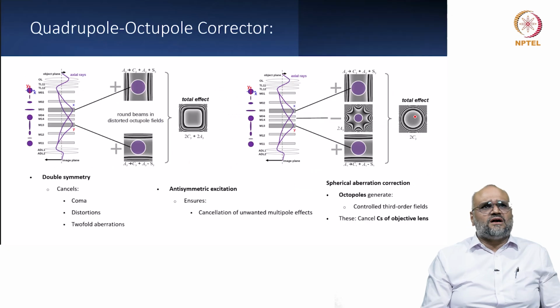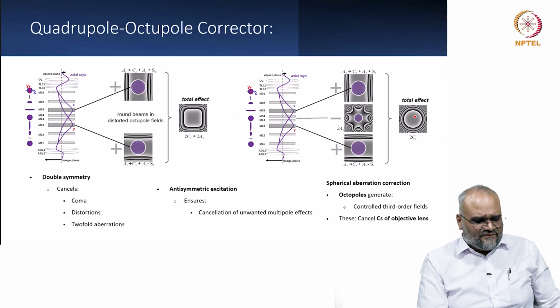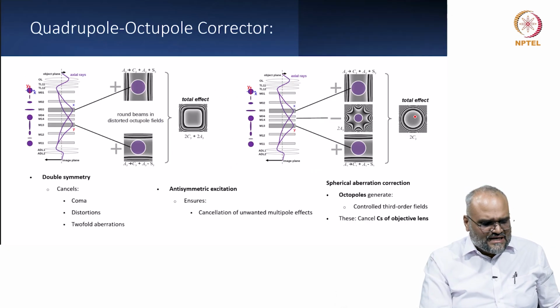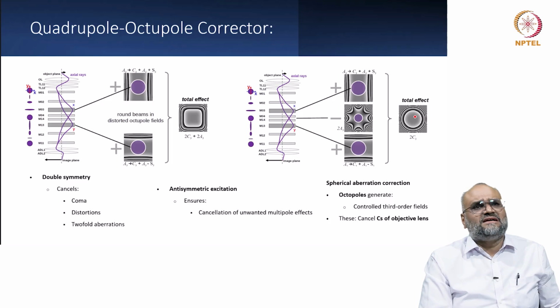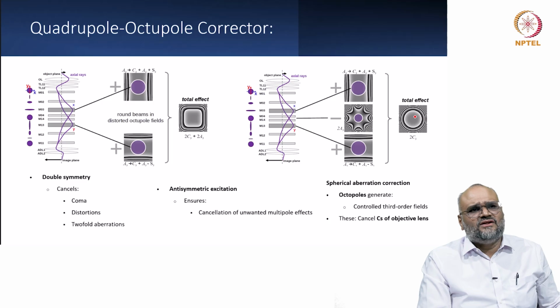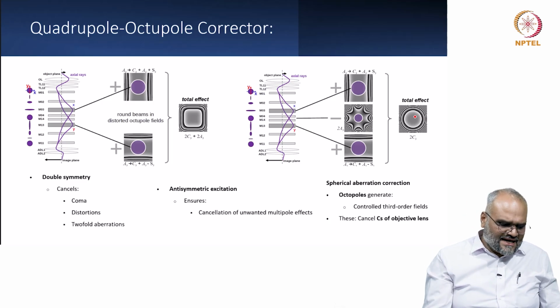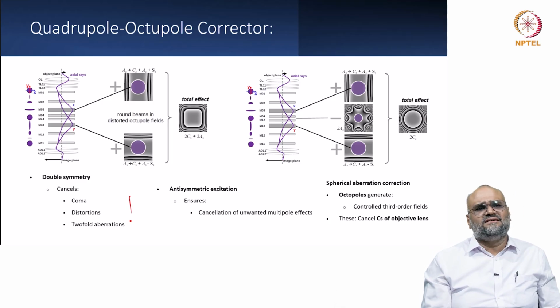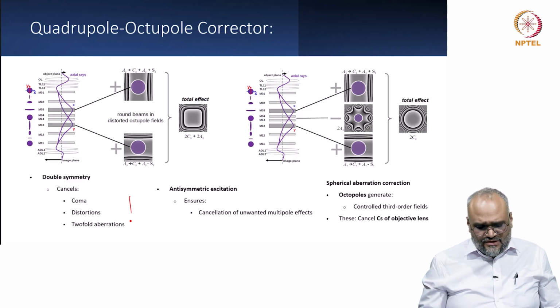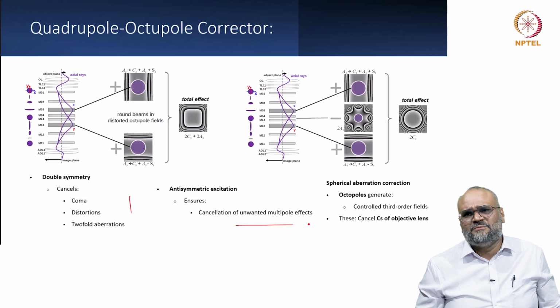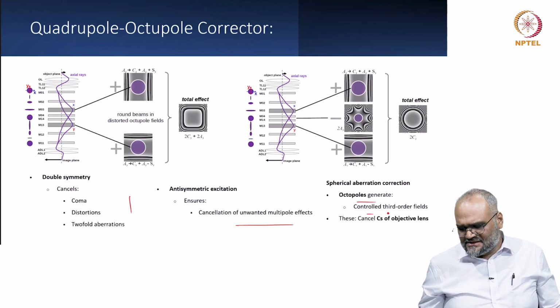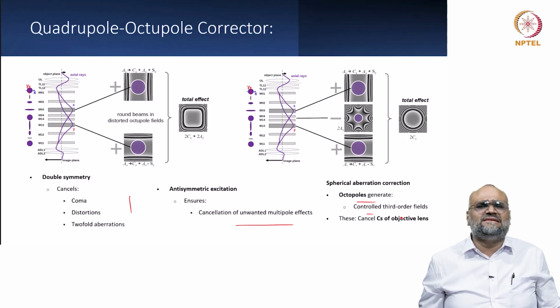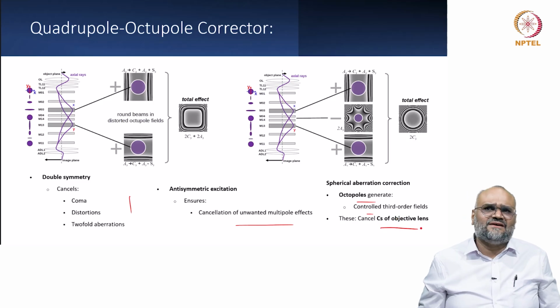Then when you have the quadrupole octopole corrector, you have a symmetric design where you have a combination of the octopoles and quadrupoles, and even in this, by introducing the double symmetry, you are cancelling out the coma distortions and twofold aberrations. When you do an antisymmetric excitation, you are cancelling unwanted multipole effects, and ultimately with the octopoles you are controlling the third order fields and you are introducing a negative CS again.